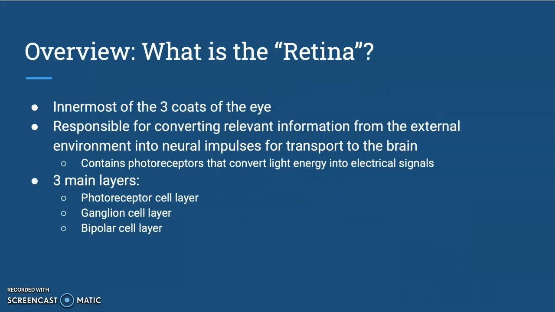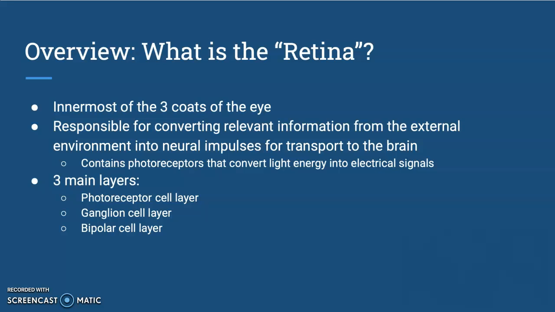So just for a general overview, what is the retina? It's the innermost of the three coats of the eye. It's responsible for converting relevant information from the external environment, most frequently in the form of light photons, into neural impulses for transmission to the brain. The retinal layer contains photoreceptors that convert light energy into these electrical signals.